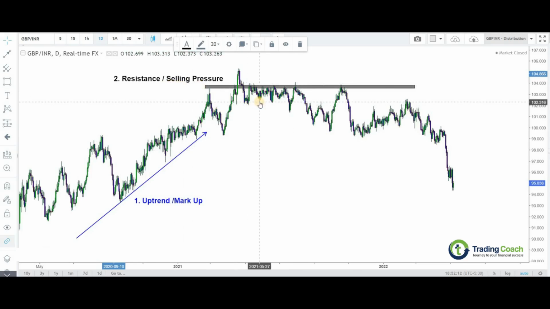It indicates that the big players, or most likely all the traders who took positions in the previous markup phase, are changing their positions into the hands of uninformed traders. They're distributing their holdings into the hands of weak retail traders, small investors and small traders.